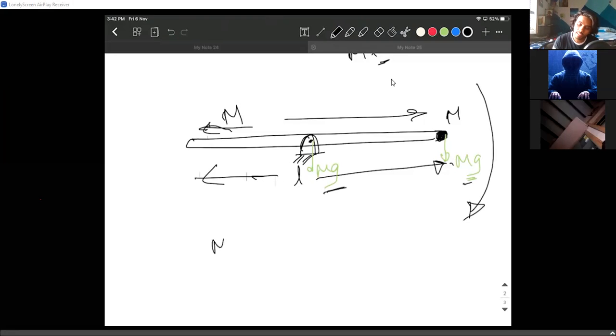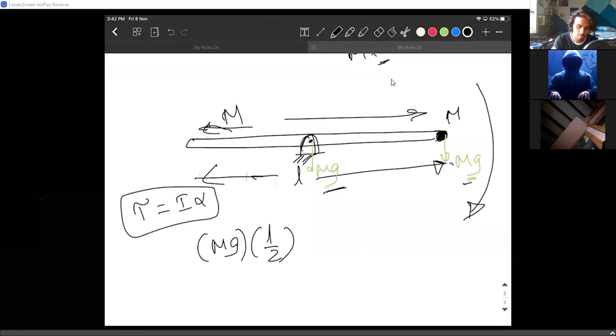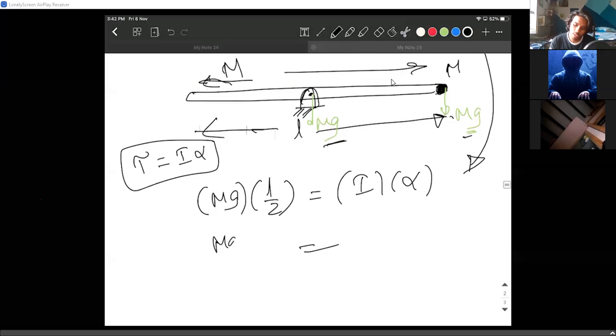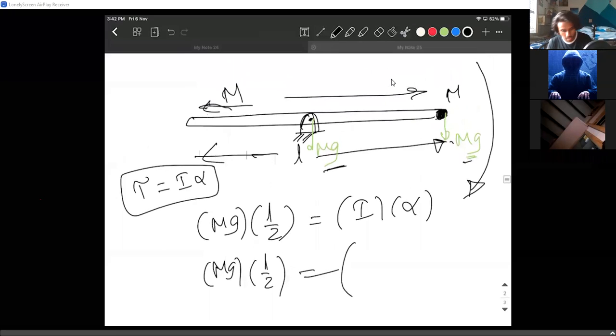So the net torque acting on the system is nothing but mg into L by 2. We are going to write torque equals I alpha only. Mg into L by 2 equals moment of inertia into alpha. We are trying to find alpha, right? So mg into L by 2, but what is the moment of inertia? When you write the moment of inertia, you need to be really careful, guys.